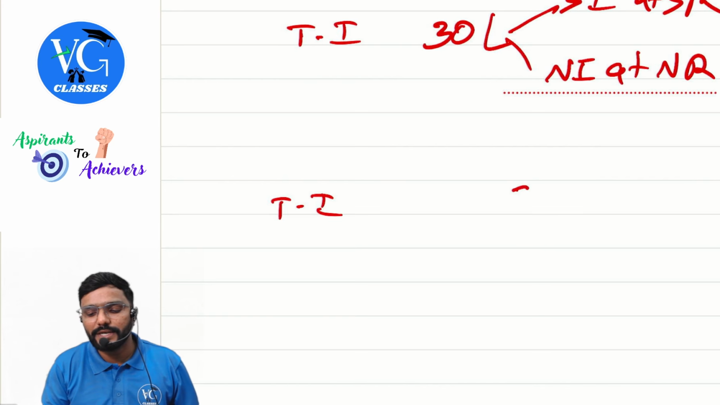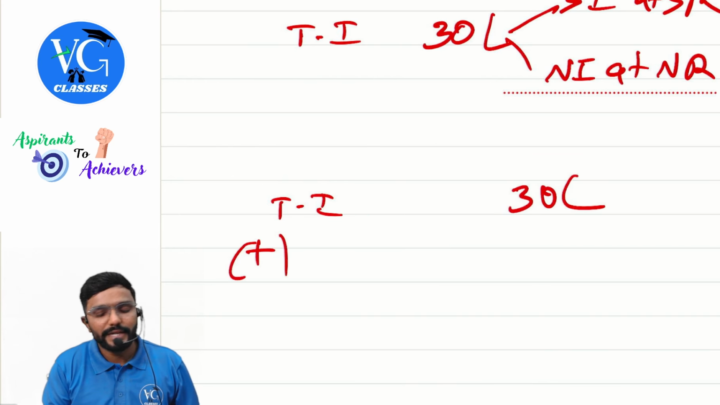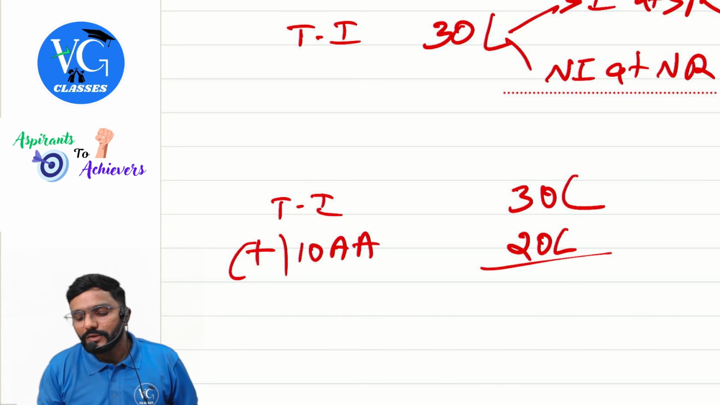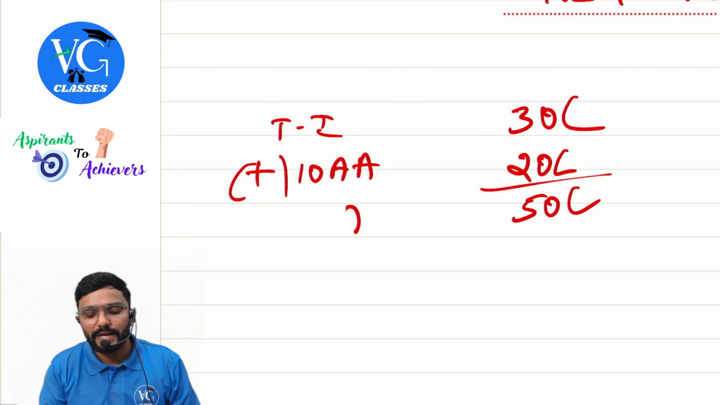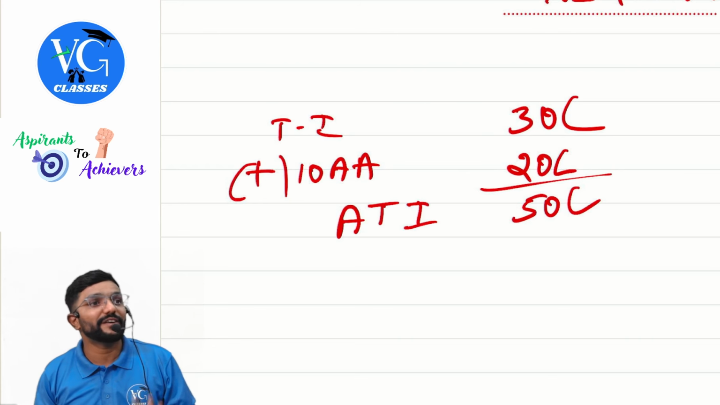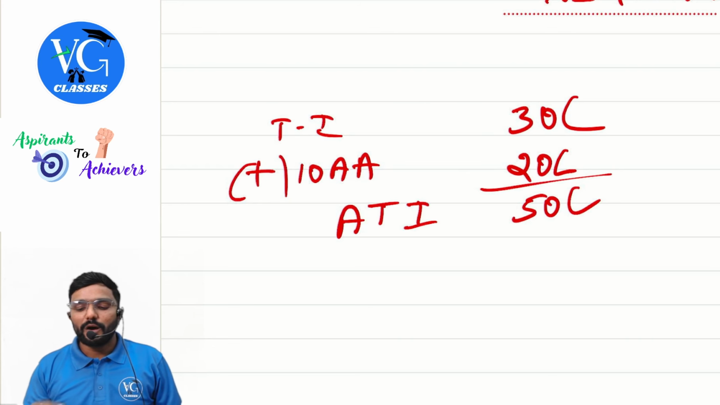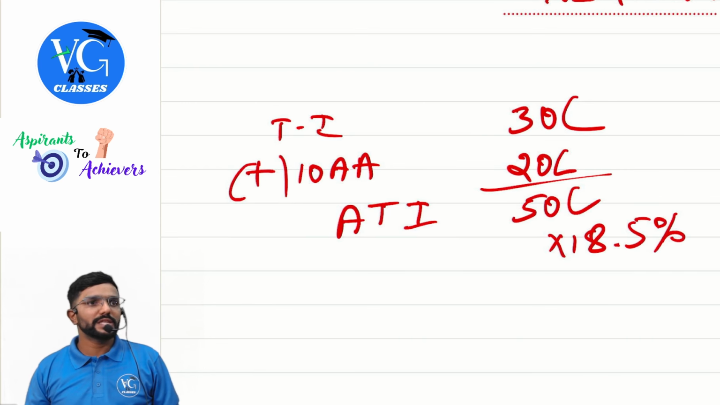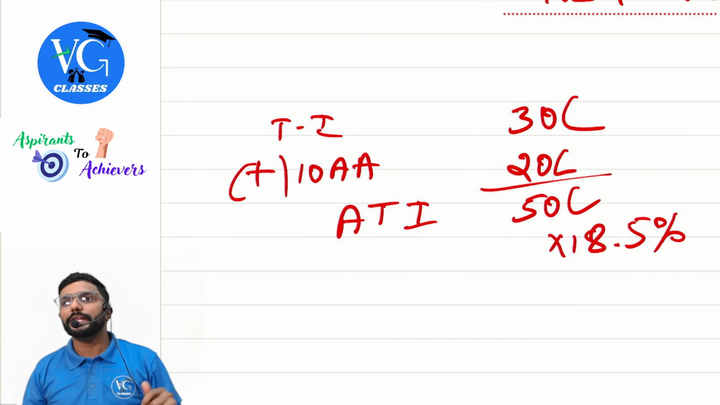Take total income 30 lakh. For that, add the 10AA deduction. How much, sir? 20 lakh. So how much is the adjusted total income? We call this the adjusted total income, guys. Adjusted total income for AMT calculation. On this, always the tax rate is 18.5%.